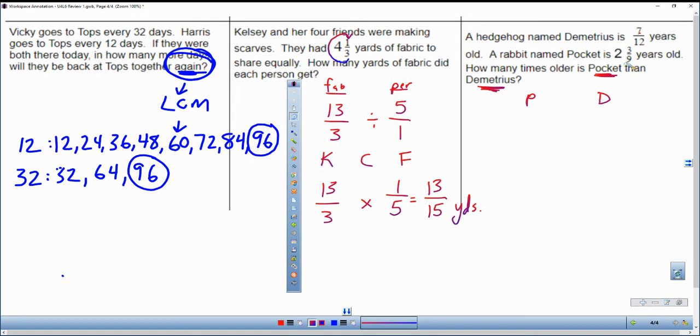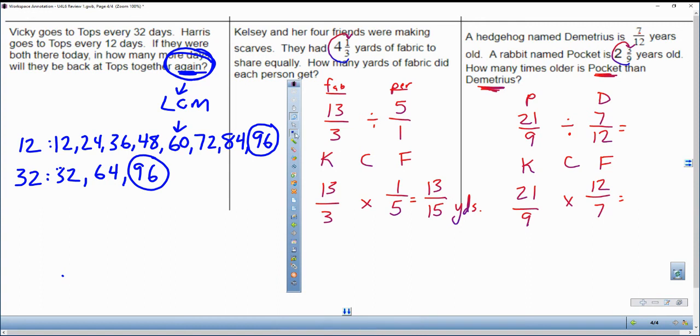So Pocket is 2 3/9. Well, I'm going to change that to a fraction. 2 times 9 is 18, plus 3 is 21/9. Divided by Demetrius, who is 7/12. Way to go, Demetrius. All right. We're going to keep, change, flip, of course. Notice we set all these problems up the same exact way. I hope you did too. Keep, change, flip. Can we simplify? I believe we can.